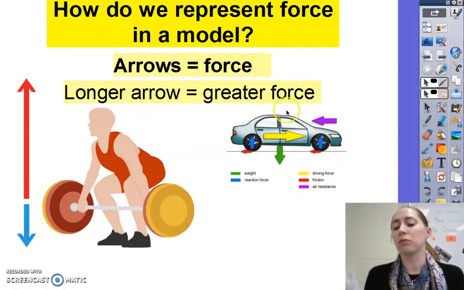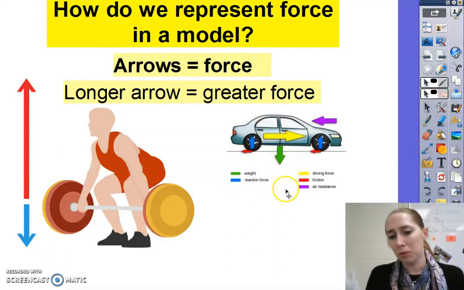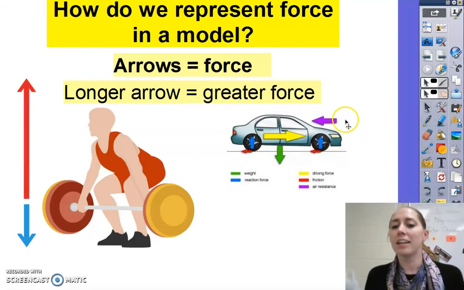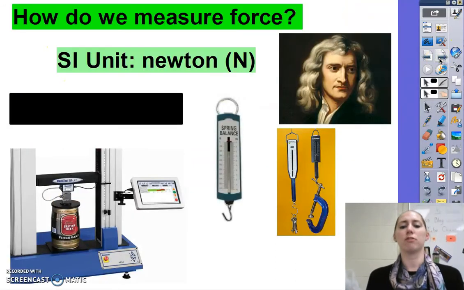Or on a car here, we've got lots of forces. You have the friction between the wheels and the ground. You have the force of the ground pushing up on the wheels, gravity pulling down on the car, the engine pulling the car forward, and air resistance pushing the car back. Lots of forces going on there. Lots of arrows.